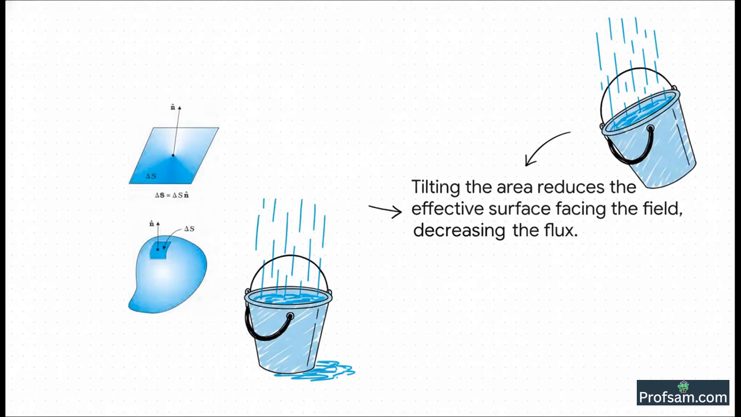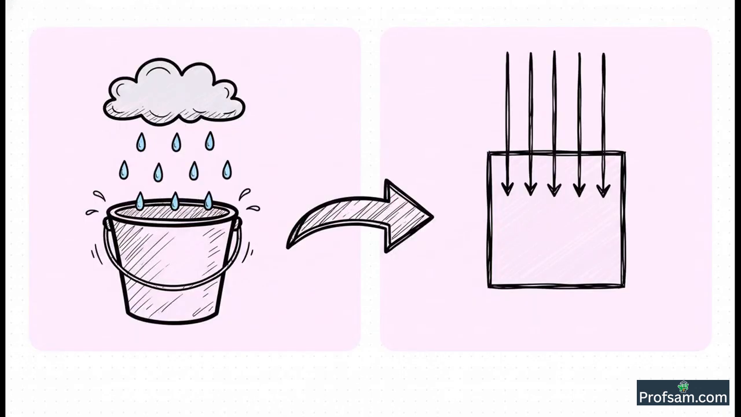Now, what if you start tilting the bucket? You can just imagine it. Less water will go in. The bucket's opening is the same size, of course, but because it's at an angle, the effective area that's facing the rain has become smaller. So, naturally, you catch less water. And believe it or not, this simple idea is the entire concept of electric flux.